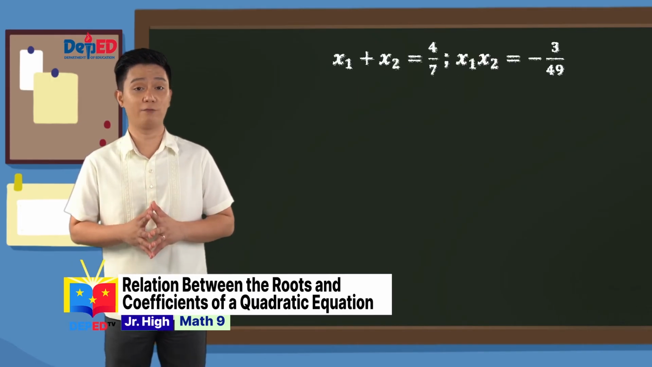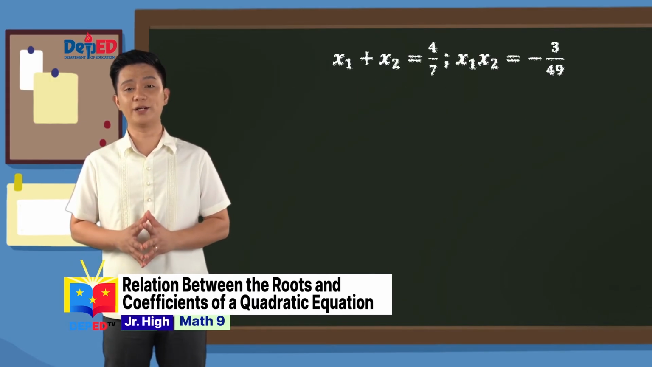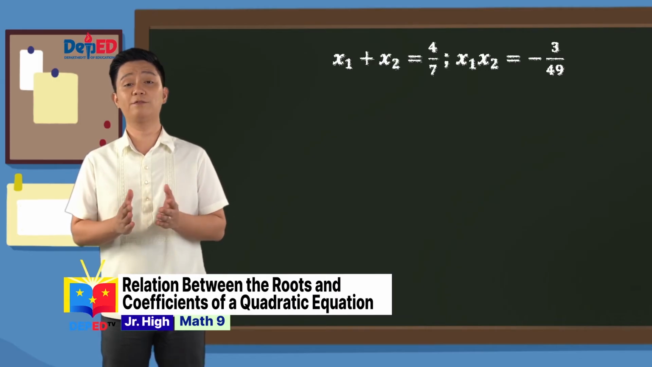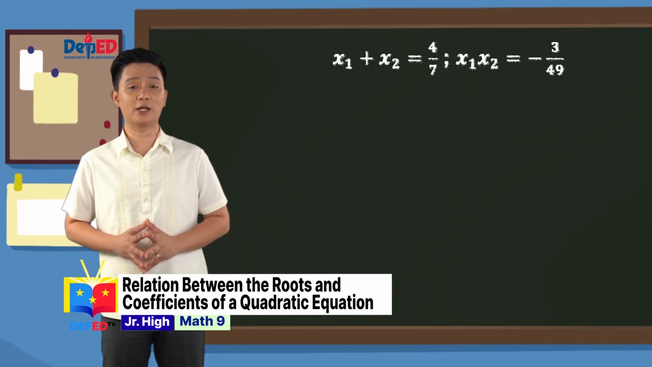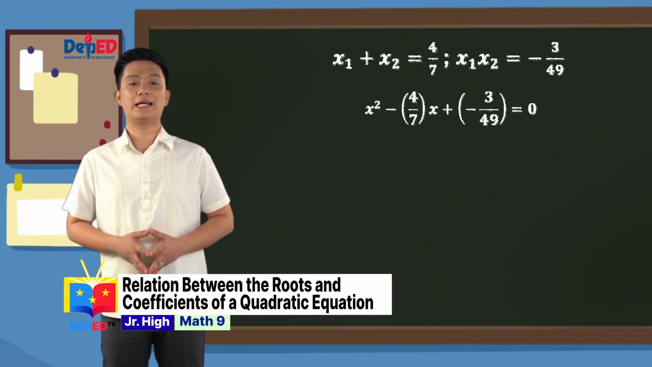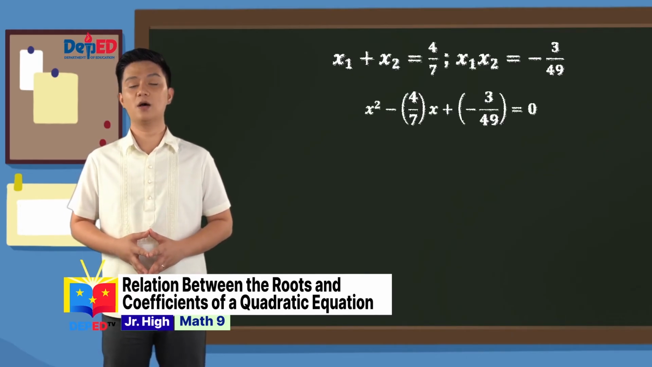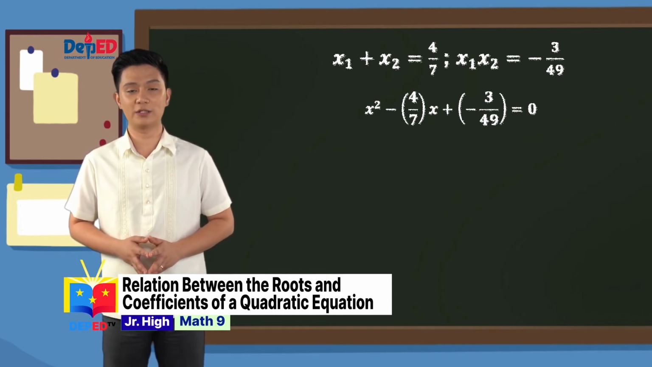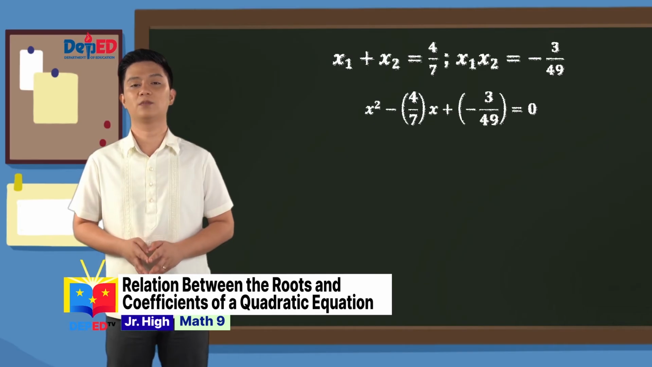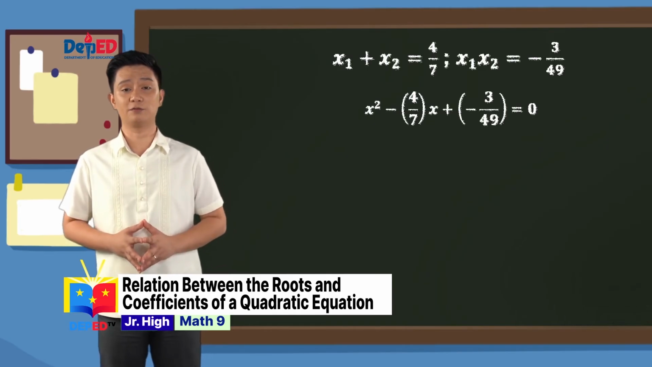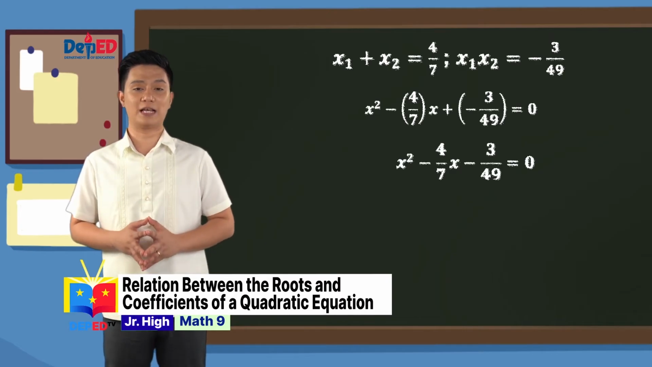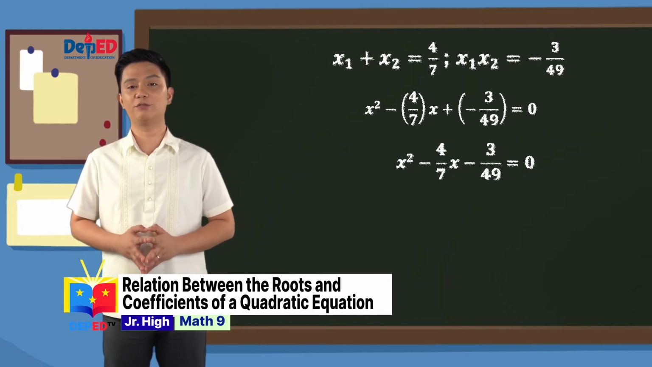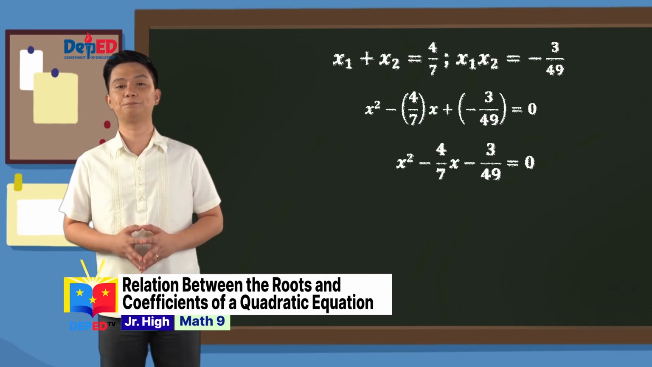The sum is 4 over 7. The product is negative 3 over 49. Substituting these values, the resulting equation would be x squared minus 4 over 7 of x plus negative 3 over 49 equals 0. By finalizing the signs of the terms, we write x squared minus 4 over 7 of x minus 3 over 49 equals 0.